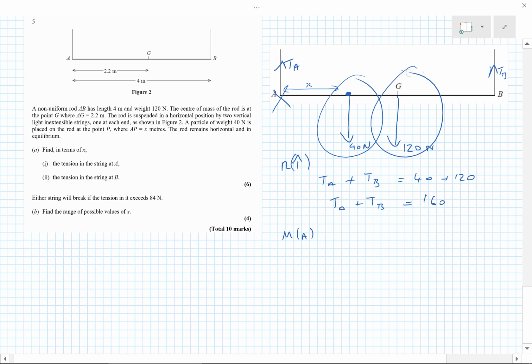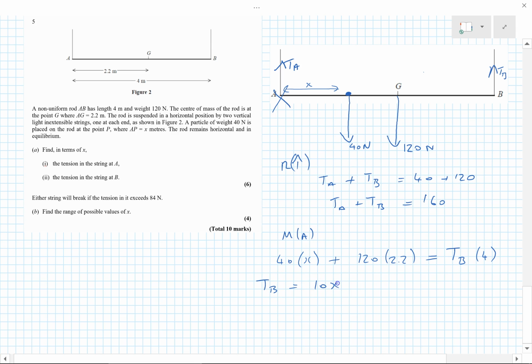Both of these forces have got a clockwise moment. So let's just pick this one. That's 40 times x. Keep saying no g's here. This is 2.2, just so long as you didn't read that it was uniform. It's 120 times 2.2. And then this is the anti-clockwise one. The rod is 4 meters long. So that's TB times 4. Okay, if I divide everything by 4, I get TB is equal to 10x plus 30 times 2.2. So TB is equal to 10x plus 66.